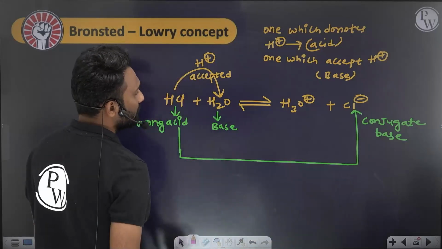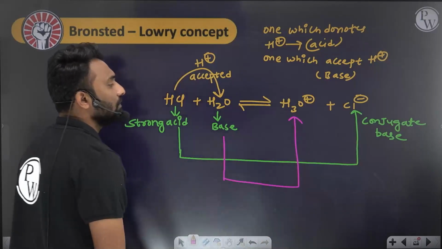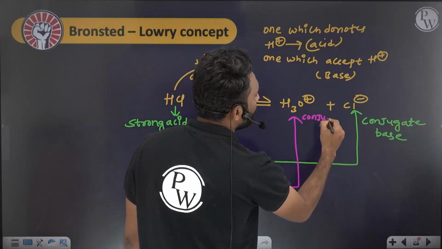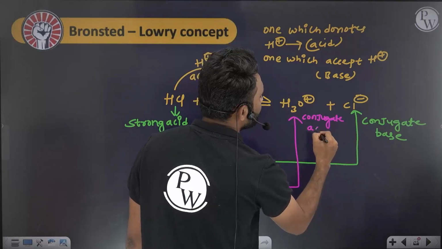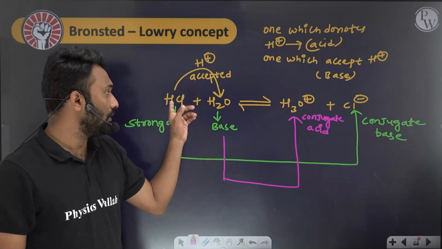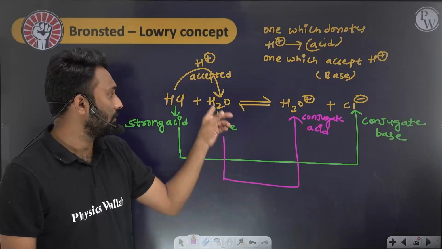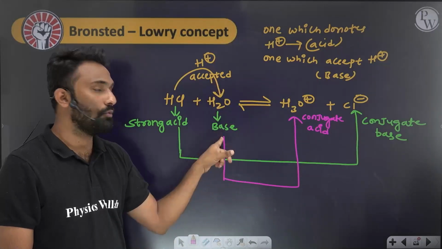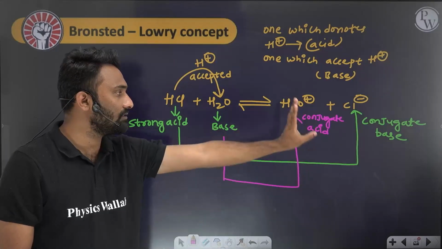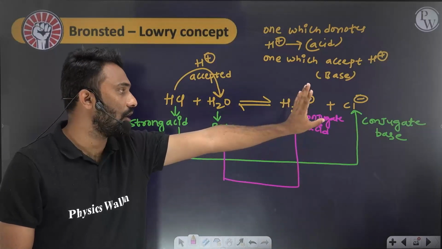No, this is a base. This base has accepted the H plus, and this is a conjugate acid. Okay. Now look here, HCl is a strong acid, Cl minus is a conjugate base. Now H2O has accepted the H plus, so it is a base. For this base, the H3O plus hydronium ion is the conjugate acid.